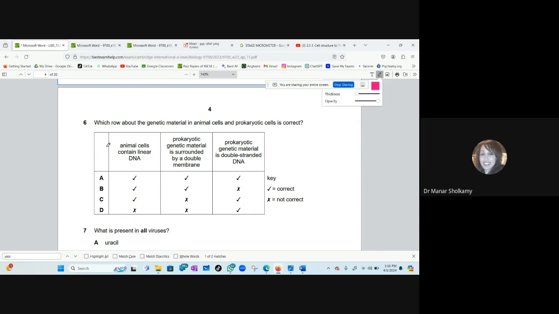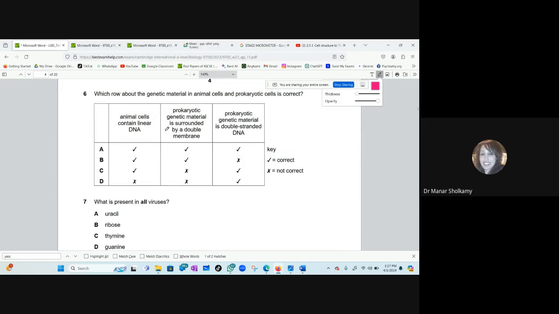Okay. So 6. Which row about the genetic material in animal cells and prokaryotic cells is correct? Let's look. Animal cells, they contain linear DNA. Is this true? Animal cells, do they contain linear DNA? Yes or no? In our cells, is the DNA linear or circular? Linear, of course. So D is wrong. I will remove D. It's easy to exclude letters.